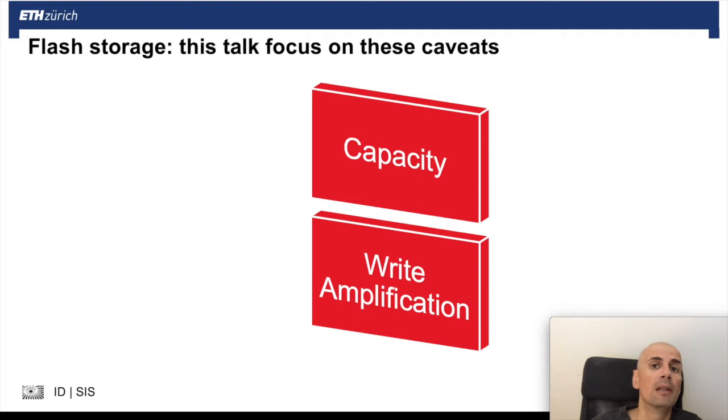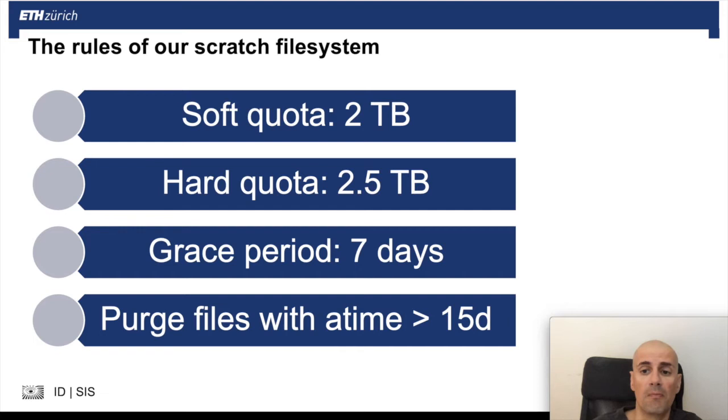First of all, I would like to give you some context and make you understand what kind of scratch file system we have. We have a scratch file system where we have a soft quota of 2 terabytes per user and a grace period of 7 days, from this feature in Lustre. After 7 days of being above the soft quota, it becomes a hard quota.